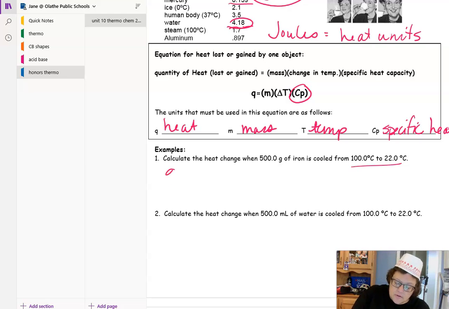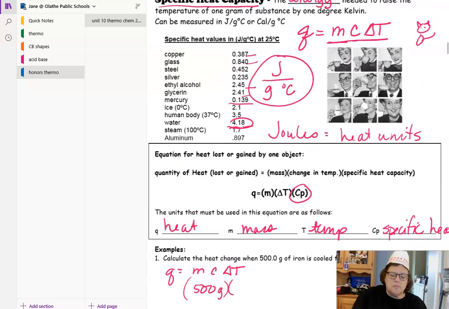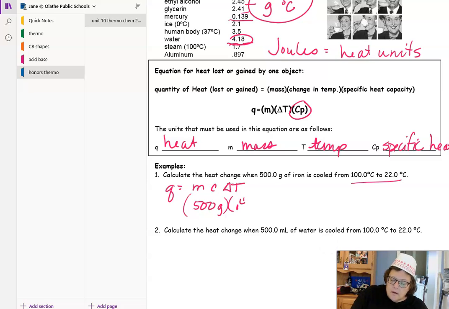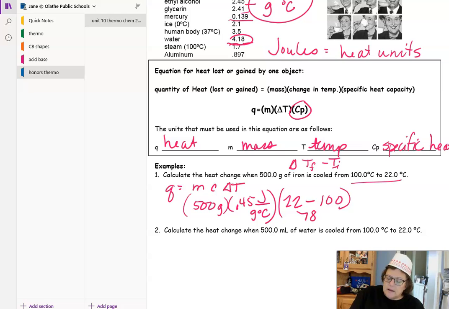Okay, what's our mass? We're going to use Q equals MCAT. Our mass is 500 grams. The specific heat of iron, which happens to not be in this little table, is 0.45 joules over grams degrees Celsius. And the temperature change, it's cooled. We always go, temperature change is going to be the final temperature minus the initial temperature. So we're going to take 22 minus 100. And that is a difference of negative 78.